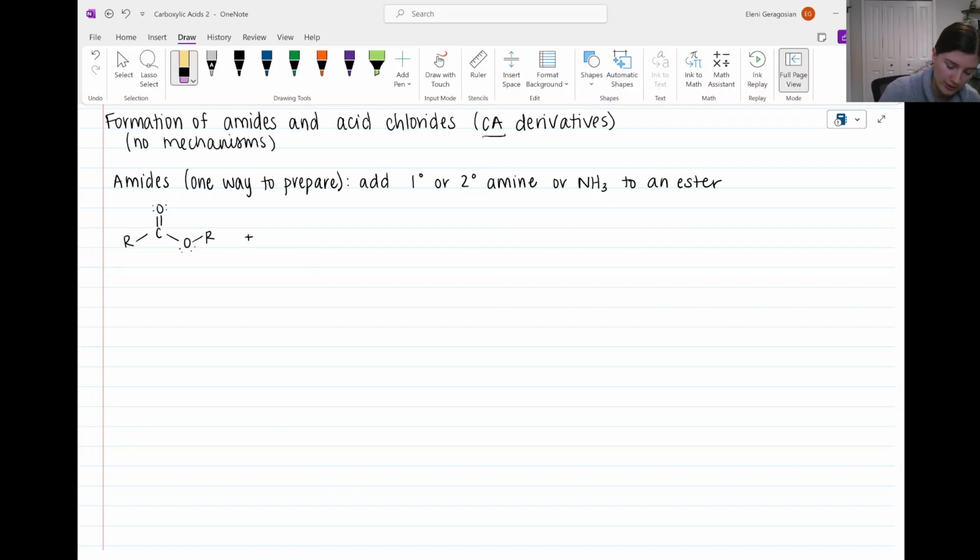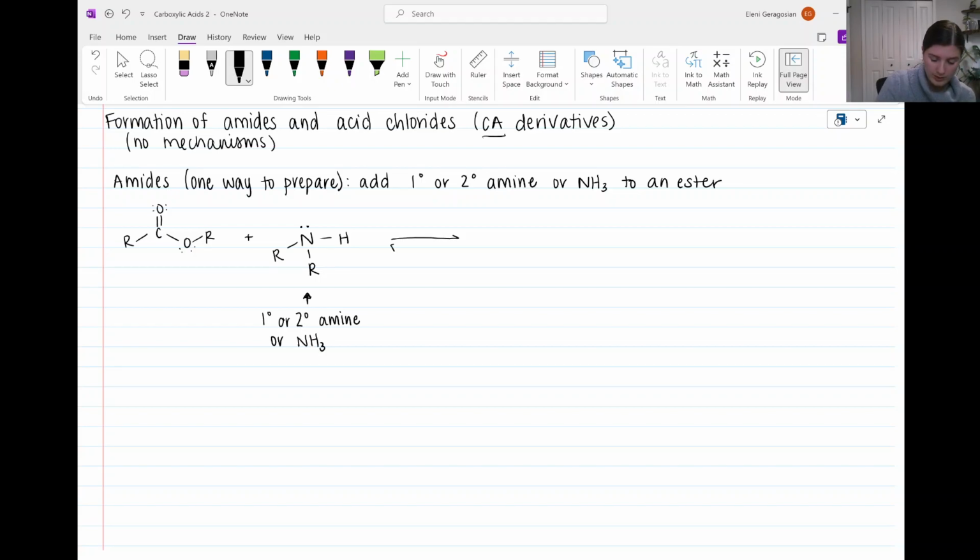let's write out the structure here. So we've got nitrogen bonded to at least one hydrogen, and then two other R groups. One or both of those could be a hydrogen. That would be NH3. They could both be carbon chains. One of them could be a carbon chain. So this is a primary or secondary amine or NH3.